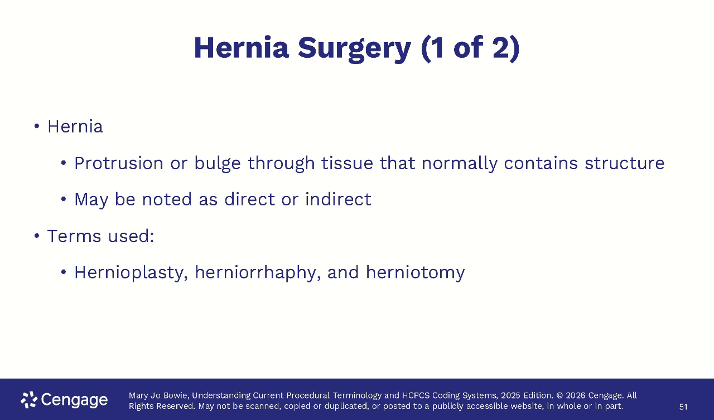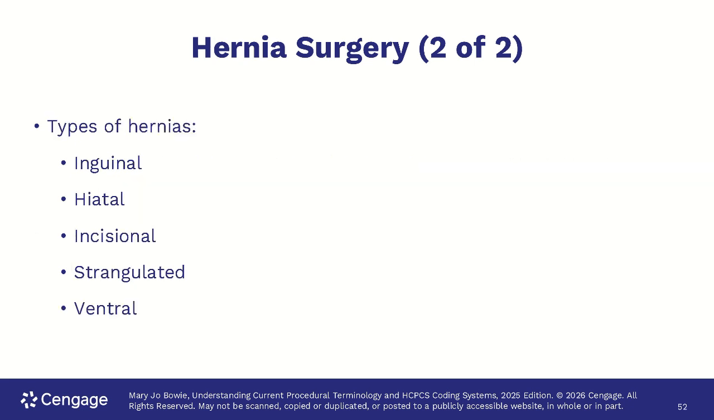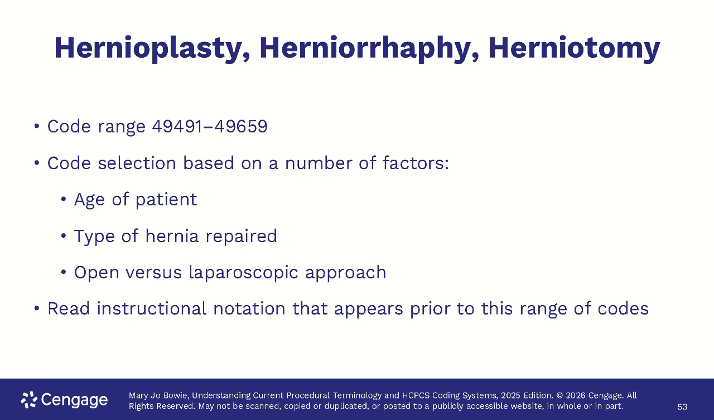It is very important that you understand the different types of hernia: inguinal, indirect inguinal, direct inguinal. So direct and indirect is a thing. Hiatal, incisional, strangulated, ventral. The textbook defines all of these. What you really want to know is to code these procedures, right? Is it initial? Is it recurrent? The age of the patient, also the clinical presentation. Is it reducible, incarcerated, strangulated? Was it open versus laparoscopic?